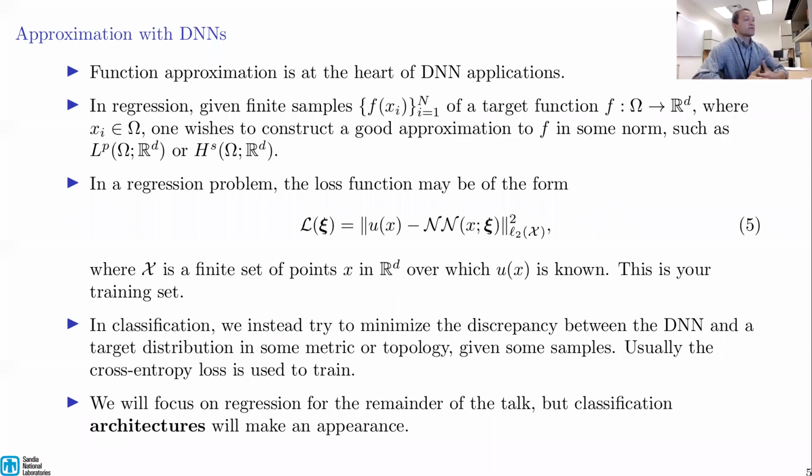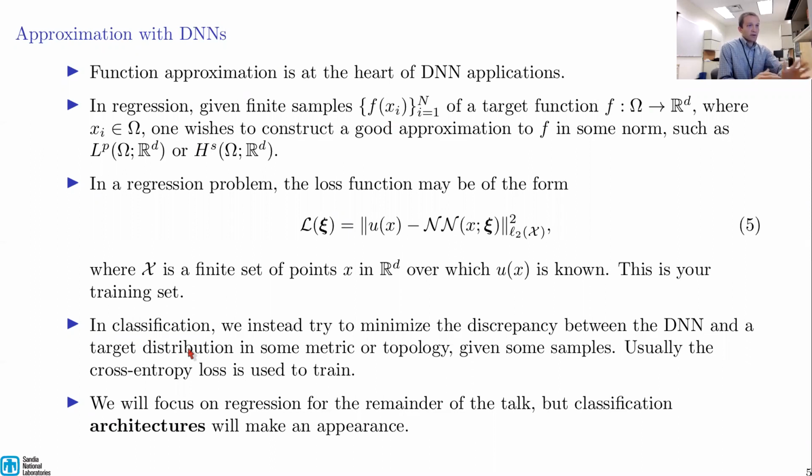In regression, you're given finite samples of some target function f, at some points inside some domain, and you want to construct a good approximation to f in some norm, like LP or HS in a Sobolev space. So in a regression problem with deep neural networks, people typically use the mean squared error, which is just a little L2 loss function, objective function. So little L2 over some point cloud, because you can't actually work with the real Sobolev norm.